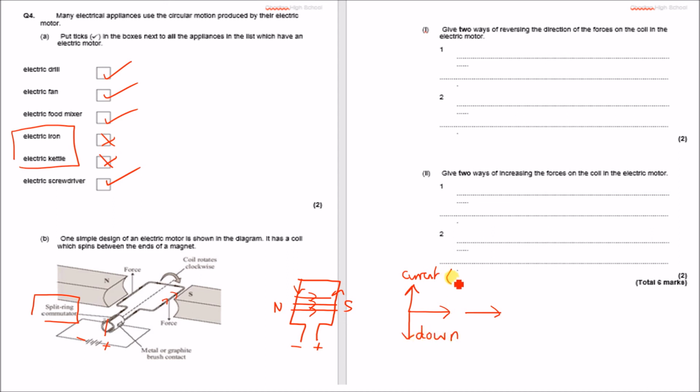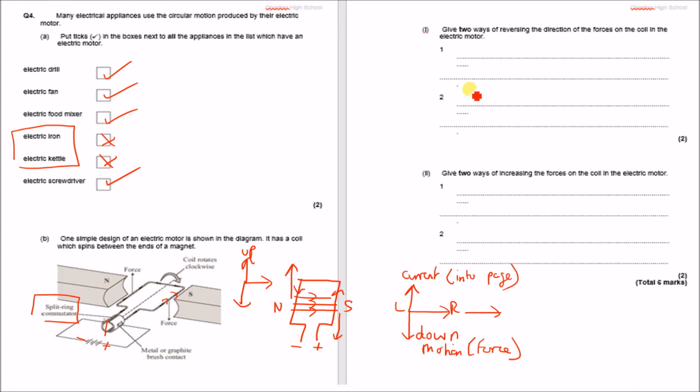So current into page. The field is going down. Sorry, the field is going from left to right. And the motion, which is generally called the force in exams, is going down. Now, the opposite would be on the other side. So with the current coming towards us, field still going in the same direction, we will get motion going up. So we know that this side spins up and this side spins down.